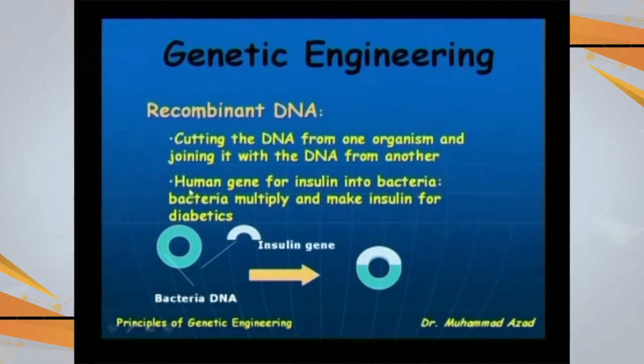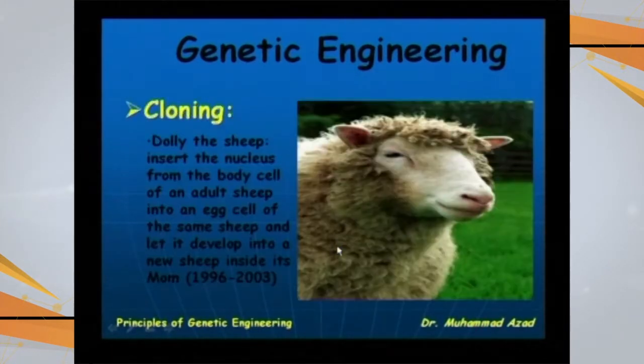This is why it is called recombinant DNA technology. We are going to cut the DNA from one organism and join it with DNA from another organism, like the human gene for insulin into bacteria, multiply it and make insulin for diabetics. So this is the bacterial DNA, and this is the human gene for insulin we are going to insert, and this was the first success story.